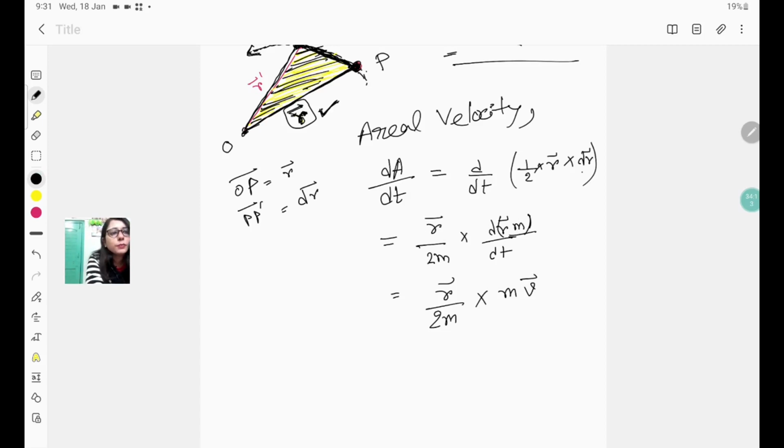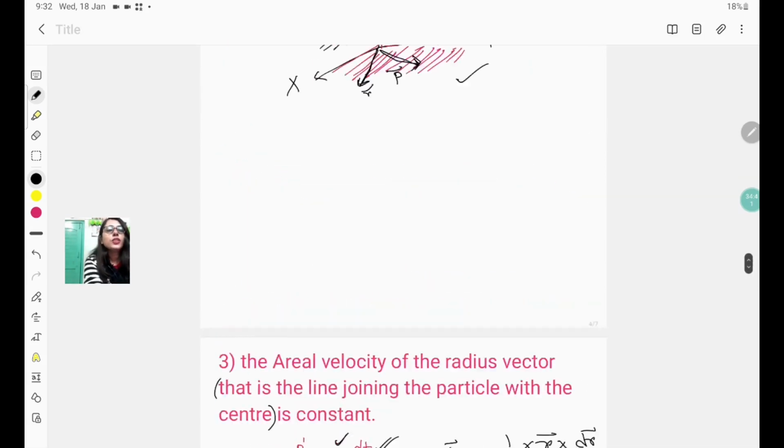So we can take this m outside of this derivative, and it becomes m into dr by dt, and dr by dt is equal to v. So m into v. Now, m into v is equal to p, that is linear momentum. So r by twice m into mv is equal to p, that is linear momentum. Now, what is r cross p?